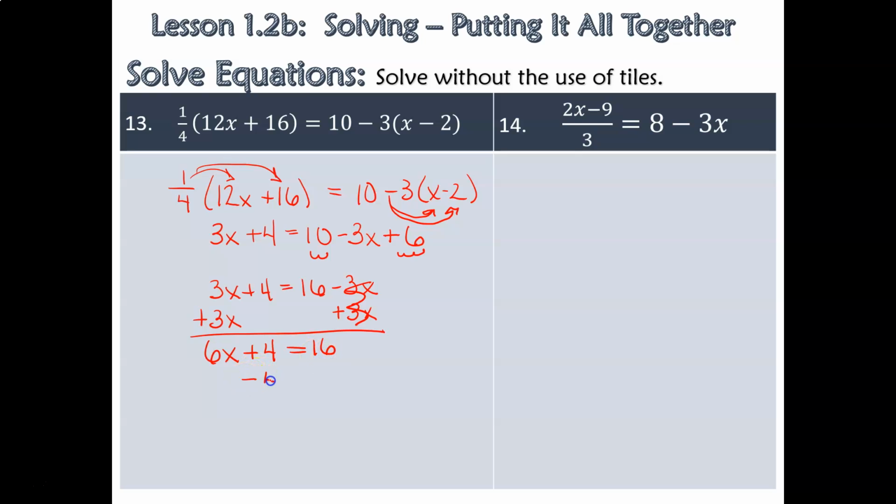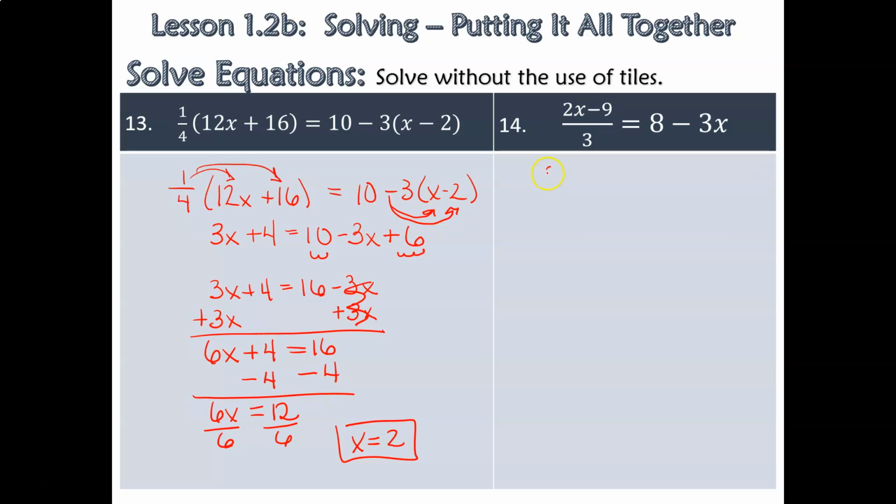I'm going to undo this addition by subtracting 4 from each side. So I have 6x equals 12. And I'm going to divide by 6. So x is 2. All right.